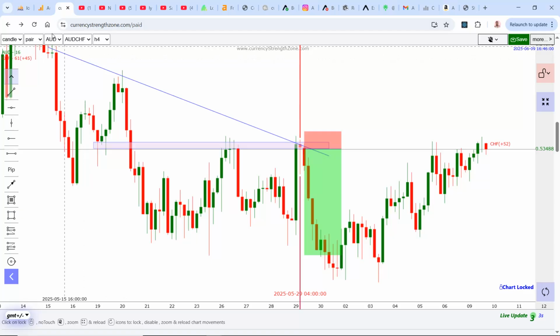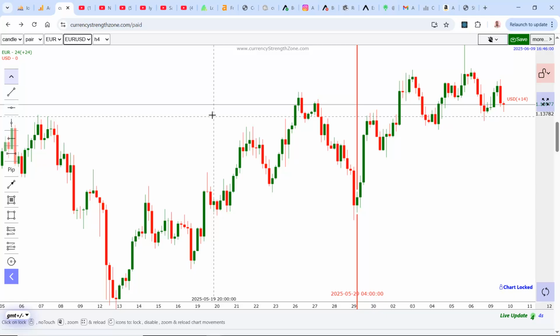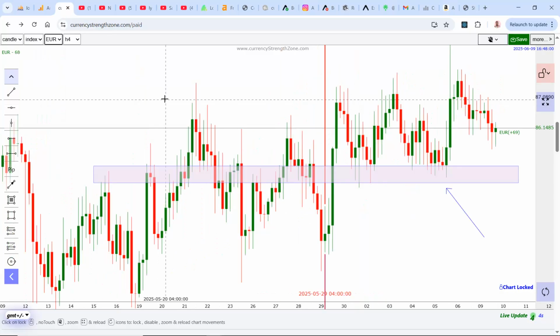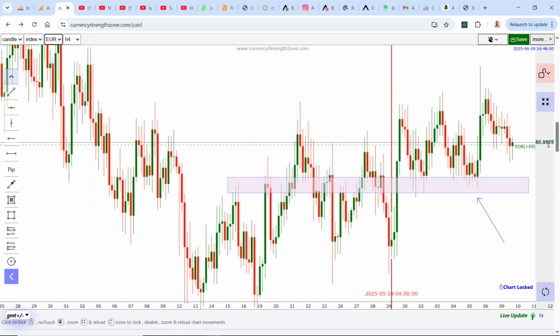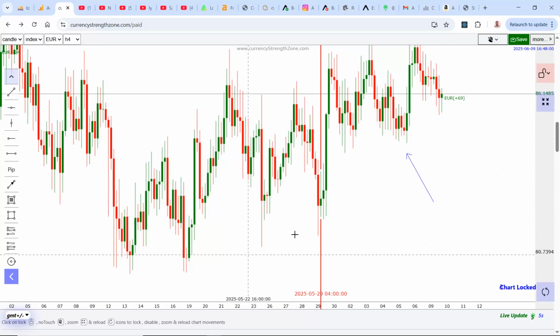Let's check another example, Euro USD. Let's check how we got this trade. For the trade to be valid for our system, the Euro index has to be in agreement with the dollar index.